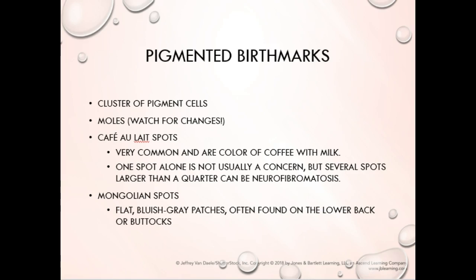Cafe au lait spots. Very common. They just look like coffee with some milk in them. Mostly are benign. My kids have several of these. Interestingly enough, they have matching ones in their left armpit, more like the tricep area. But if you have multiple of them, of course, we know already from neurofibromatosis that could be a sign of that, but you would have multiple of them and probably other issues as well. Mongolian spots are just flat bluish-gray patches often found on the lower back.